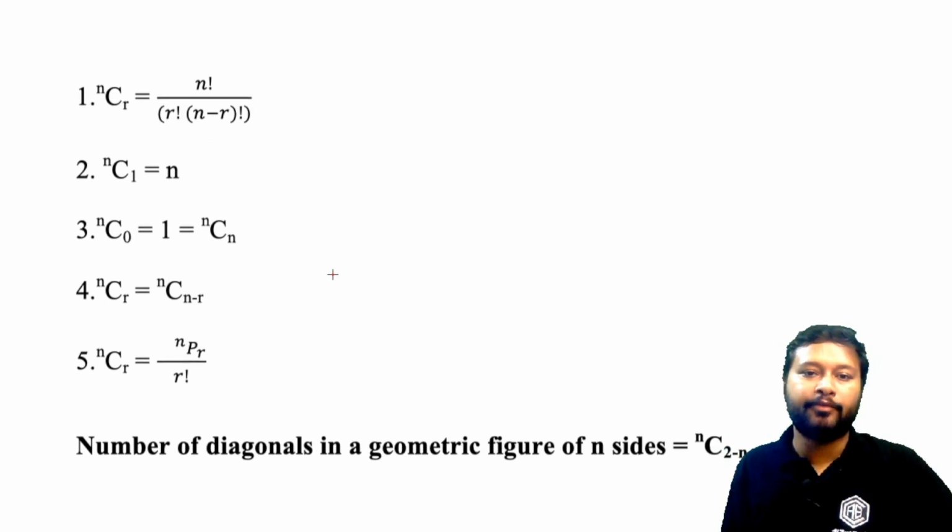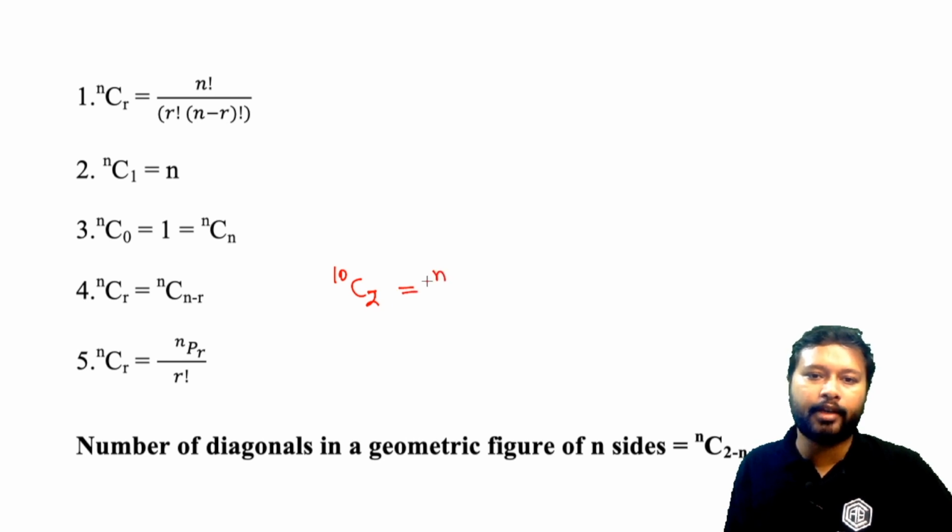That means if you are calculating 10C2, this will be equal to 10C8. Both of them are going to give you the same value. Okay, and if you want to calculate any combination in terms of permutation, like if you want to find out 10C2, it can be done as 10P2 divided by 2 factorial. So that's also one of the ways of doing it.